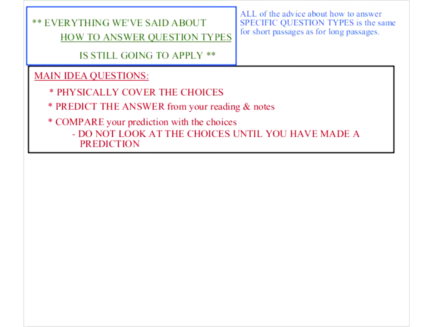So whatever we say, because remember last time the only question type we got to was main idea, all of the other advice that we're going to give today also retroactively applies to the longer passages as well. Generally, the short passages fit on the screen when you take the GMAT prep, and the long passages don't. That's the best way to think about it.